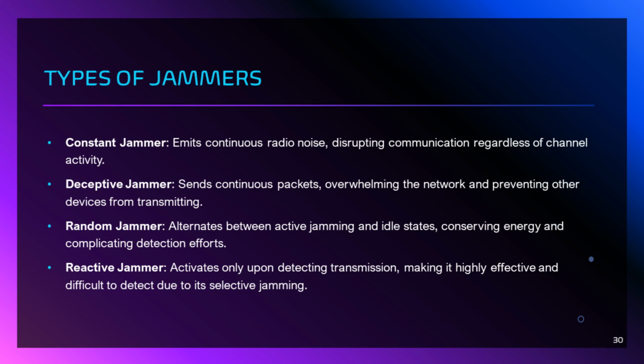Random jammer. This will alternate between active jamming and idle states, which conserves energy, and what I think is the main appeal is that it complicates detection efforts because it's hard to pinpoint where it's at or what's happening. And then you have a reactive jammer, which activates only upon detecting transmission, and this makes it highly effective and difficult to detect due to its selective nature.